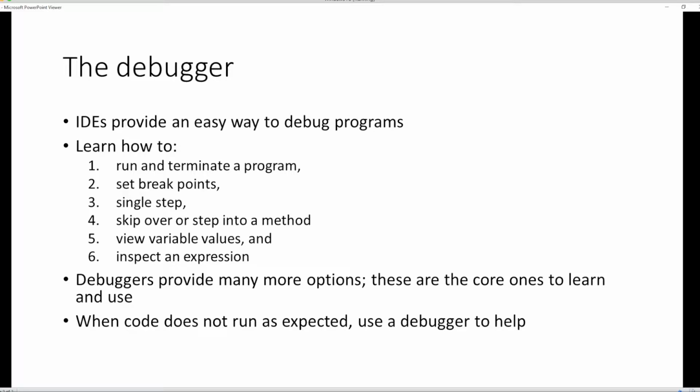I will show you how to run and terminate a program, set breakpoints, single step, skip over or step into a method, view variable values, and finally, to inspect an expression. Debuggers provide more options than this, but these six tend to provide all the function needed for most problems.